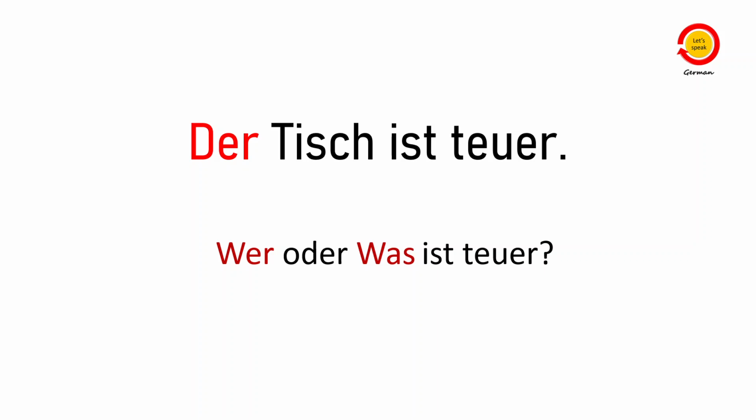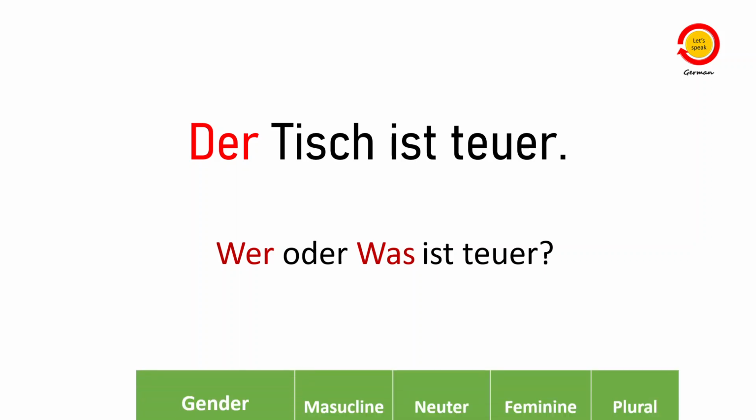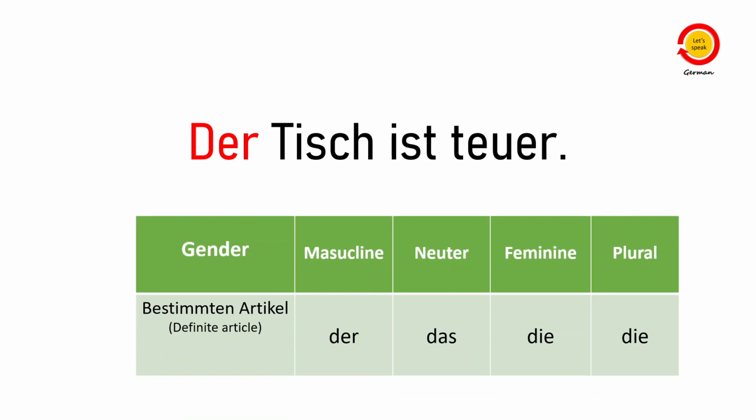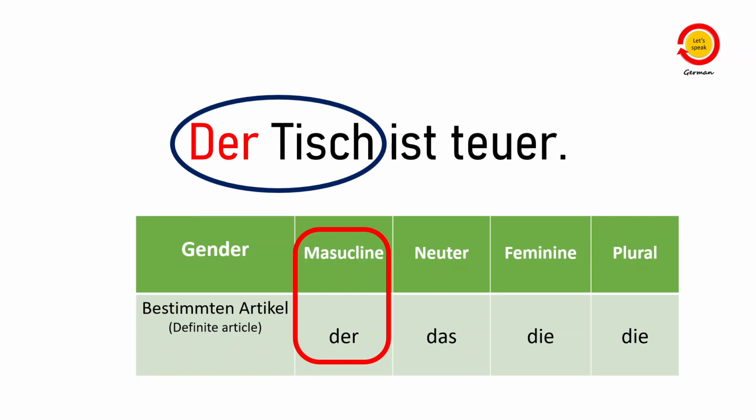As we know, table is masculine in gender. From the nominative table, a nominative masculine noun takes the article der. Hence, der Tisch. Der Tisch ist teuer.